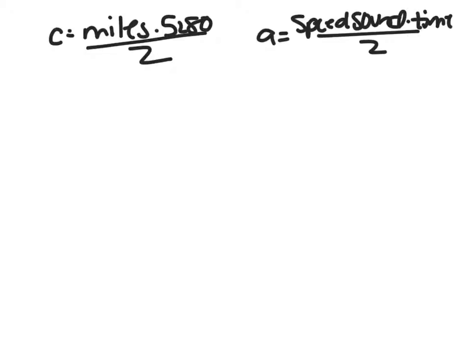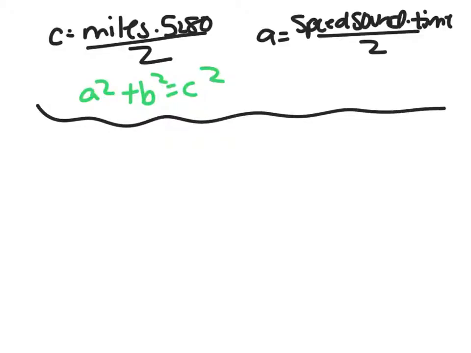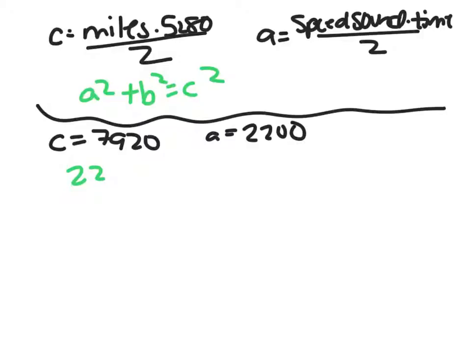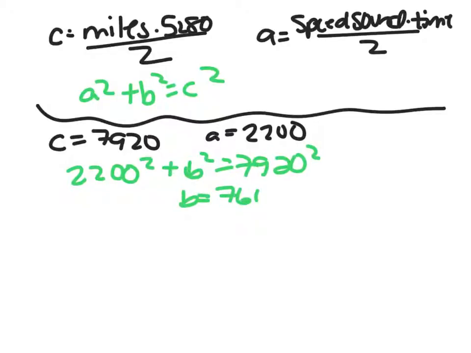And the last thing to do is to get your B. Your A squared plus your B squared equals your C squared. So with all that being said, my C was 7920. My A was 2,200 from the previous screens. Then to find my B, you have to do the Pythagorean theorem, and you should come out with B is 7608.